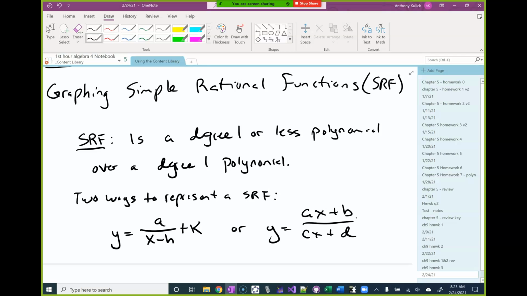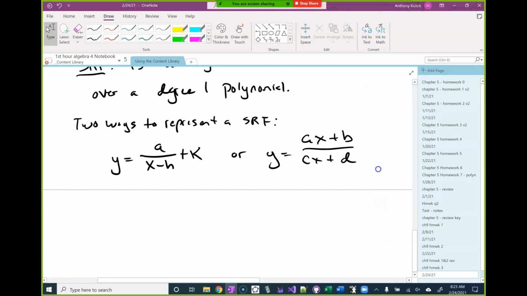Okay, and we'll talk about the procedure on graphing either of each of these, depending on the form it's written in. But before we do that, I want to talk about some special features. So these key features need to be included in any graph that we write for a simple rational function.